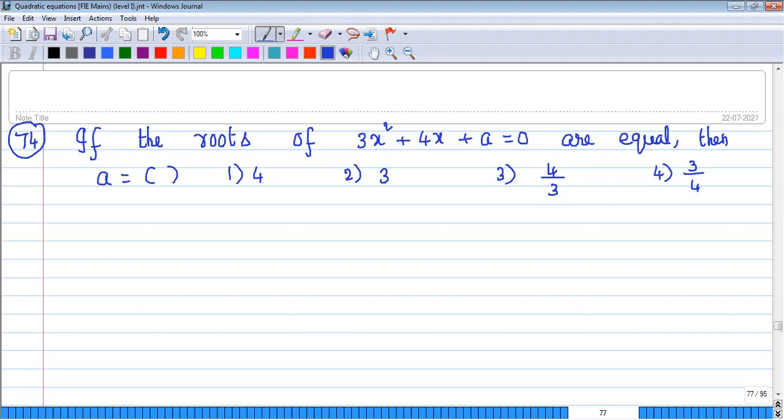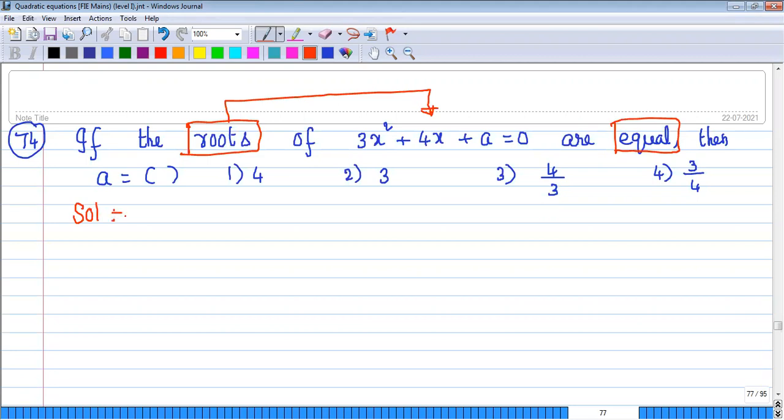Anybody, would you like to share anything? Good, Manikanta. Very good. Discriminant is equated to 0. The roots of this equation are equal. That means obviously the discriminant must be 0.